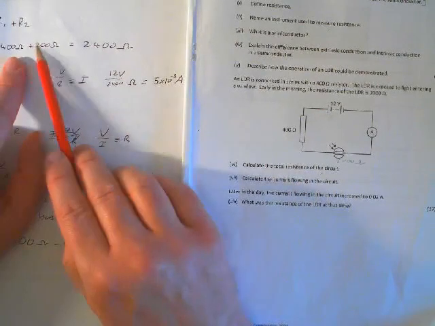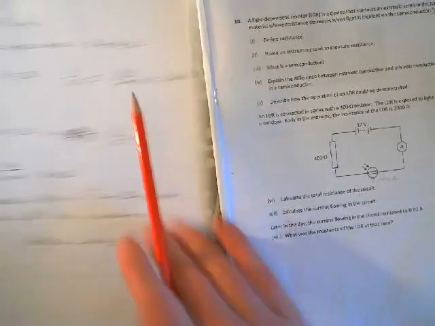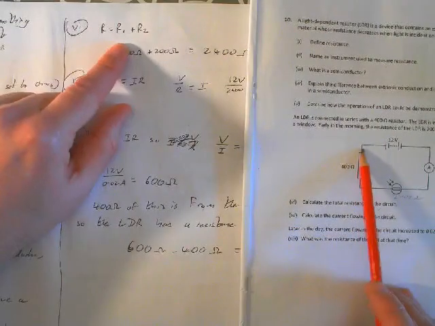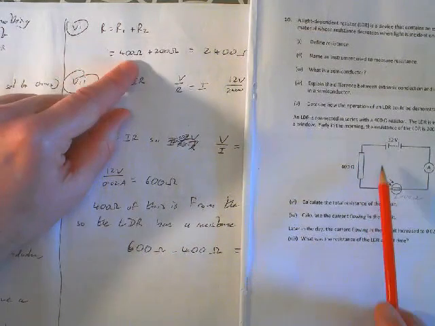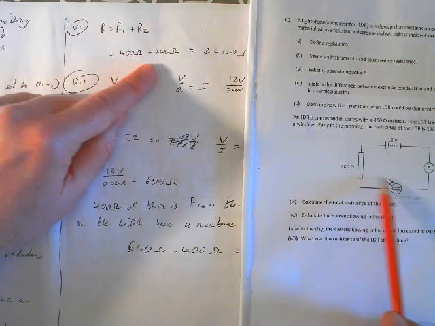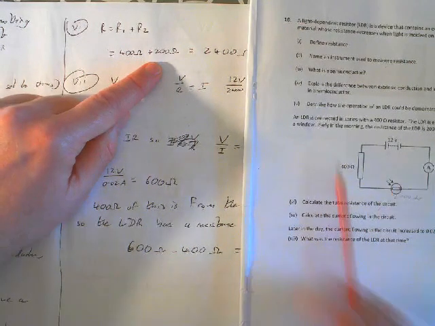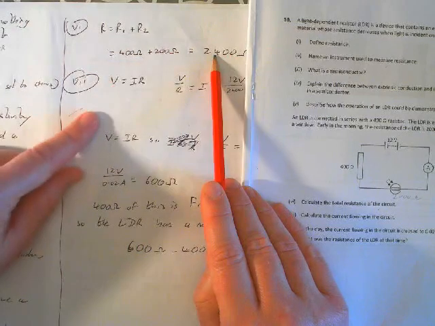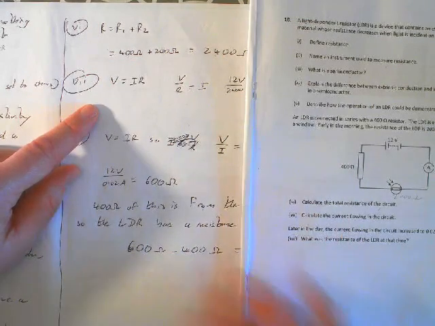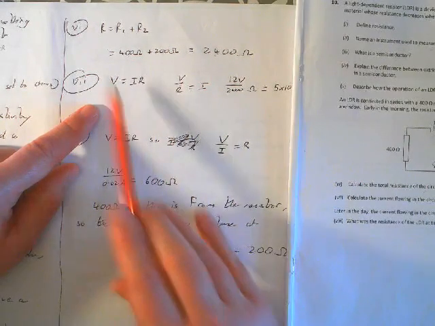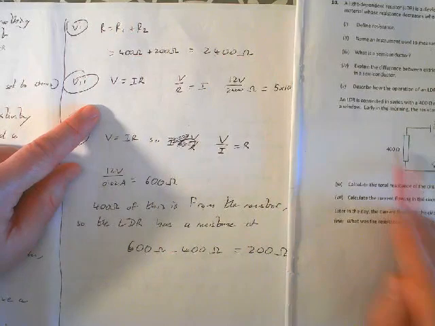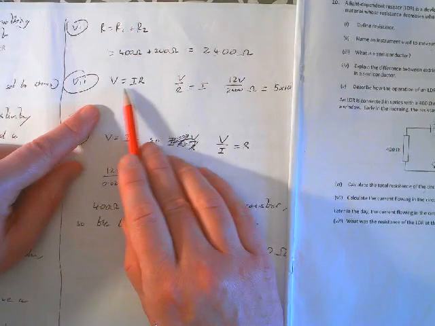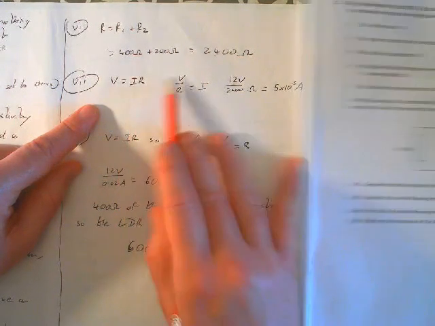Early in the morning, the resistance of the LDR is 2000 ohms. So at the start, this has a resistance of 2000 ohms. Calculate the total resistance of the circuit. Well, I'm guessing they mean early in the morning. The total resistance is the resistance of both components, which is the 400 ohm resistor and the 2000 ohm LDR, for a total resistance of 2400 ohms.